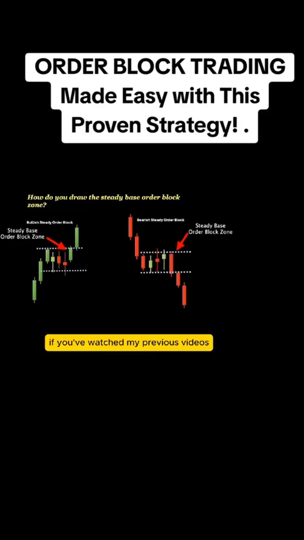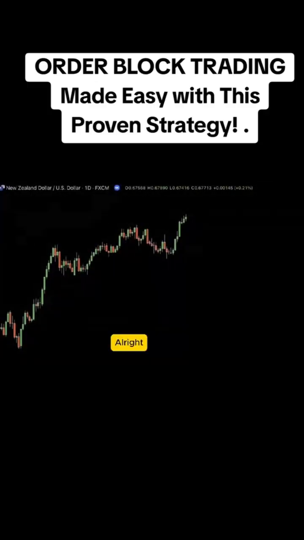If you've watched my previous videos, you'll know that for an order block to be valid, it usually needs to break the previous structure. However, with this order block trading method, there's no need to wait for a break of structure to validate a steady base order block. Once the price closes above the highest point of the candles within the accumulation area during an uptrend, or below the lowest point of the candles within the accumulation area during a downtrend, the steady base order block is formed and ready for trading.